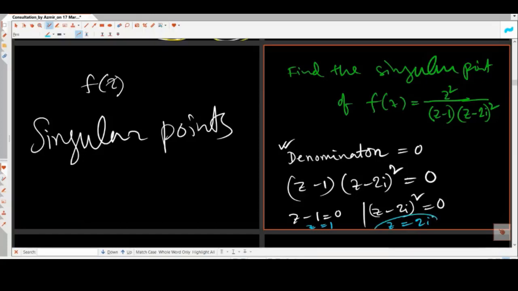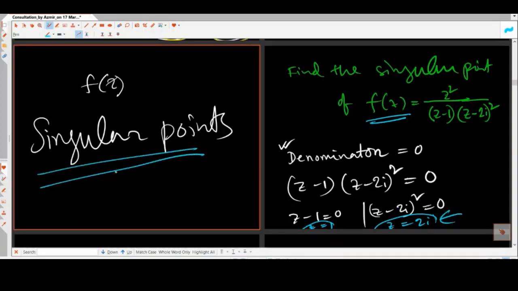So these 2 points are the points where the function is not analytic. Except these 2 points, the function is analytic. But these 2 points are called singular points. So remember, the definition of a singular point is a point where the function f(z) fails to be analytic.